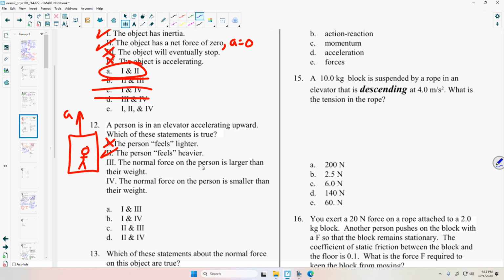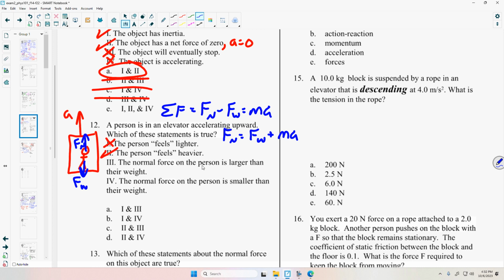Remember that as we're looking at this, my normal force and my weight are opposed to one another. So the sum of the forces is equal to the normal force minus the weight, and that's equal to the mass times the acceleration. So the normal force is equal to the weight plus ma. And so if ma is positive, that means the normal force is bigger than the weight. The normal force is how much you feel, the weight that you feel. It's actually what the scale reports for you. So you feel heavier. The normal force on the person is larger than their weight.